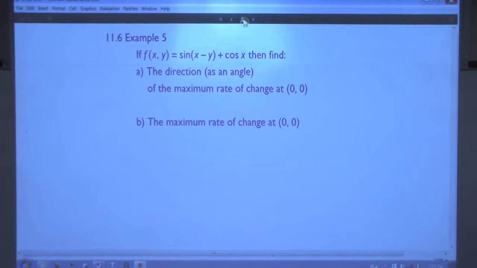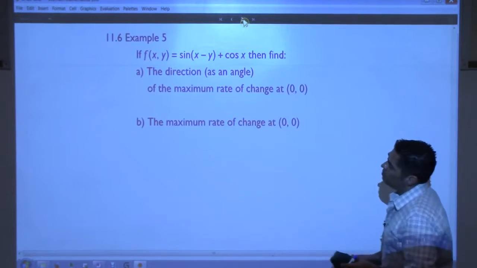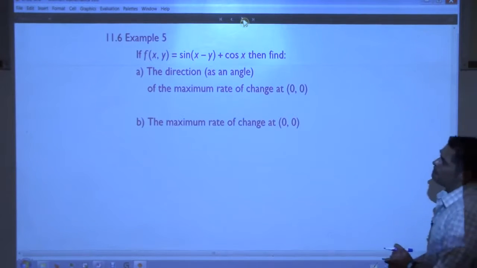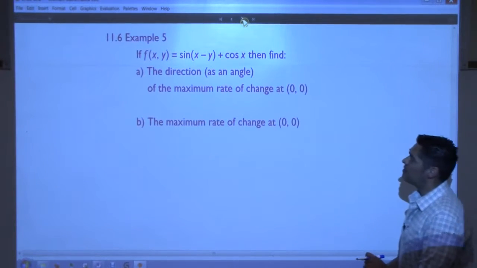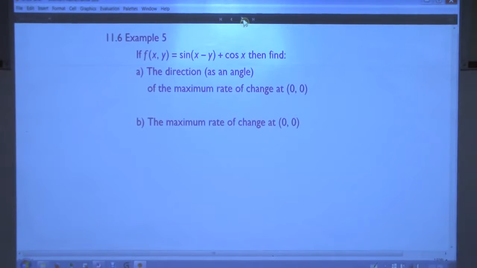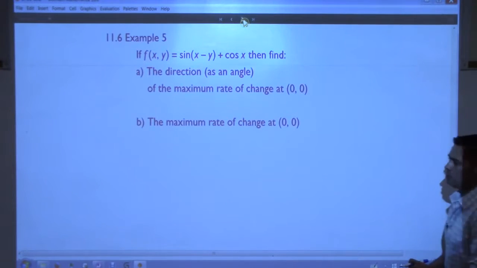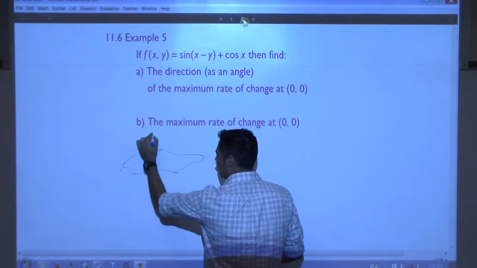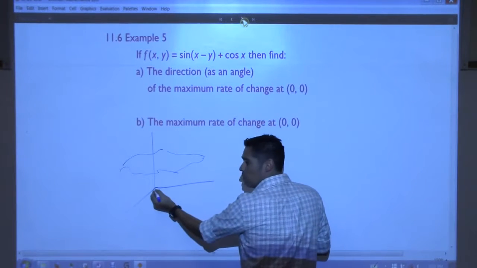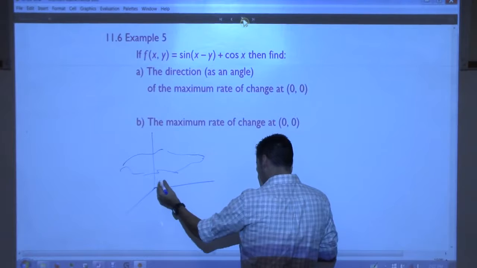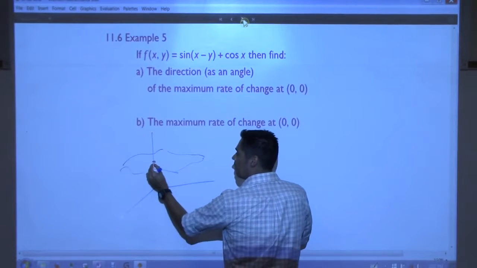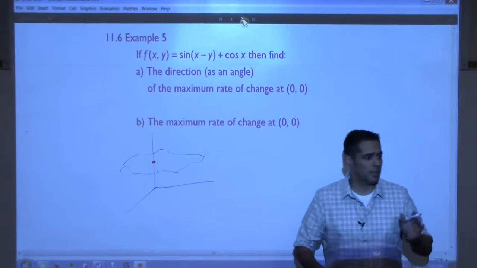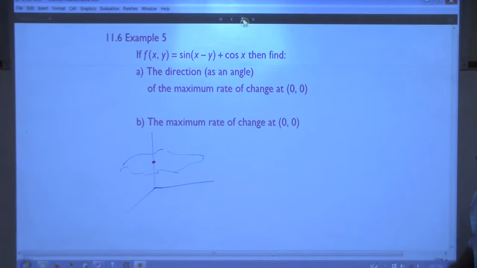So here's an example. We have this function of two variables. First, let's find the direction as an angle of the maximum rate of change at 0, 0. So you've got some surface sitting up here, and you're at the origin, 0, 0. You go up to the function. Somewhere on the function you're standing there. And I'm asking you, which way do you point? Tell me which way you point so that you would get the maximum directional derivative.